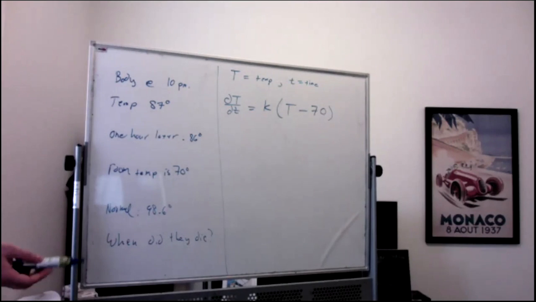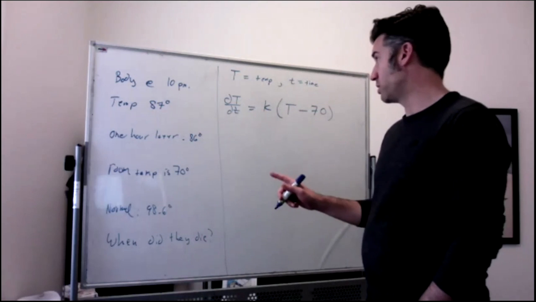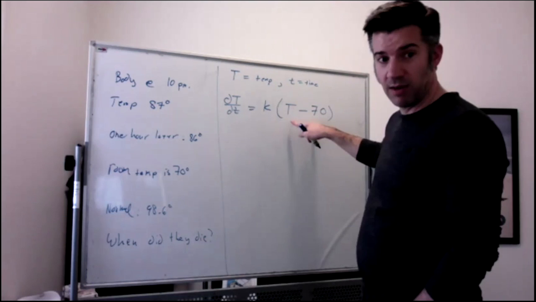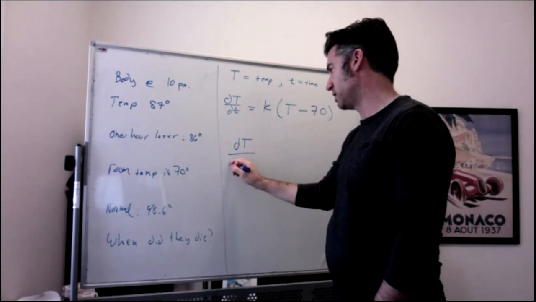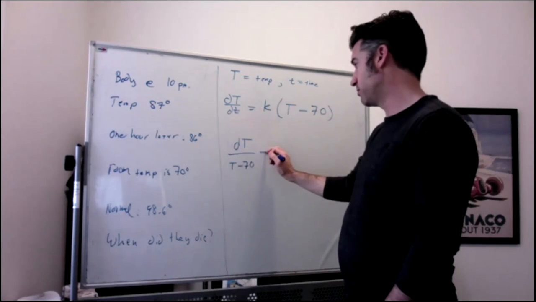All right, so I need to solve this differential equation before I do anything else. So I'm going to separate my variables. I'm going to divide both sides by t minus 70. So now dT over T minus 70, and multiply both sides by little dt.